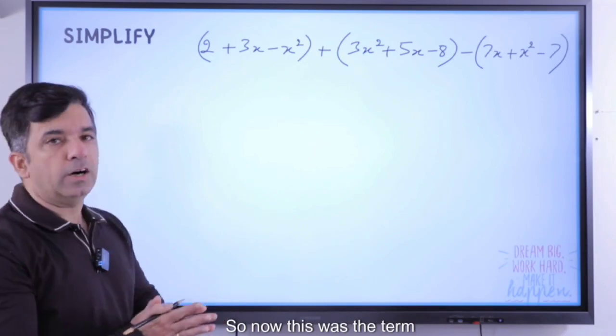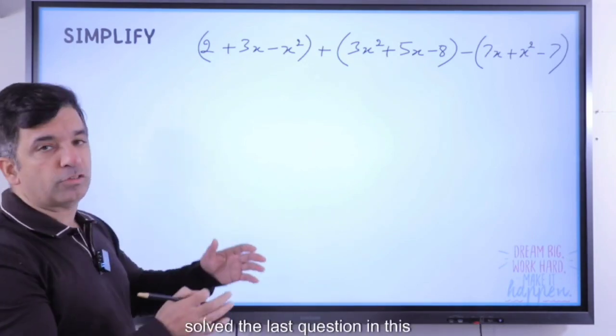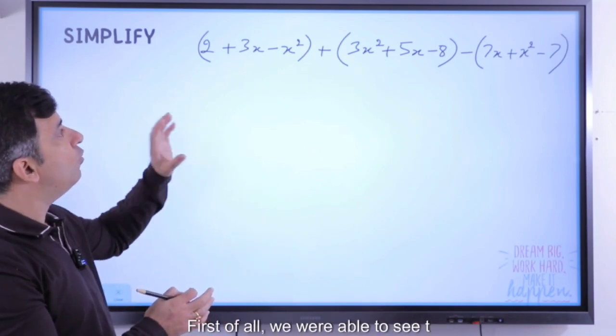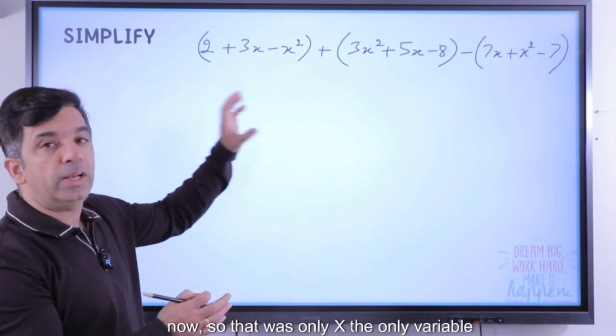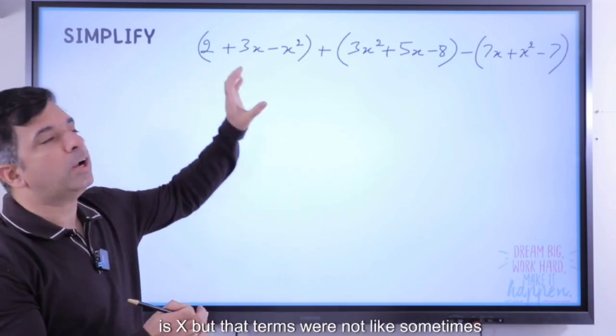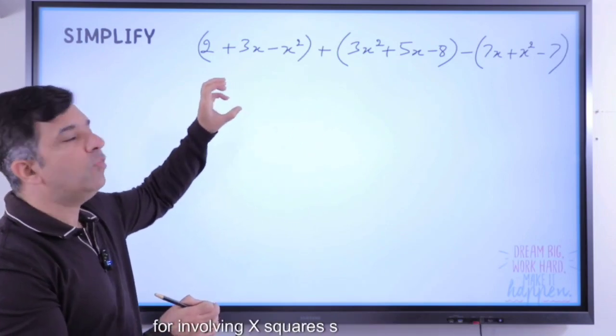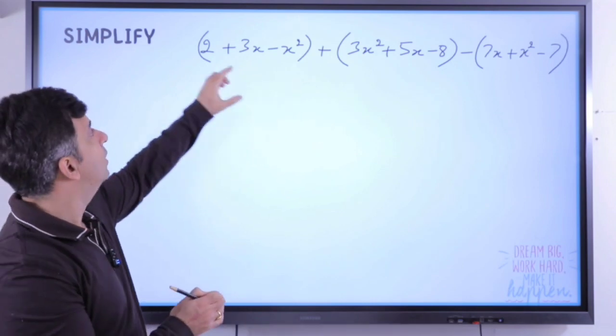So now this was the term. Exactly in the same manner as we have solved the last question, first of all we were able to see that there was only one variable involved now. The only variable is x. But the terms were not like. Some terms were involving x square, some were having x, and there were constants otherwise.